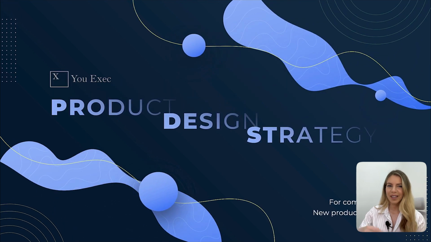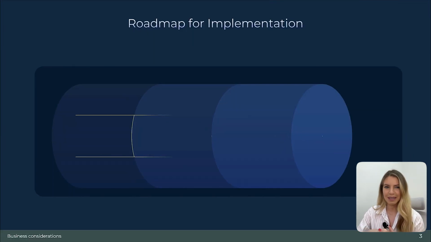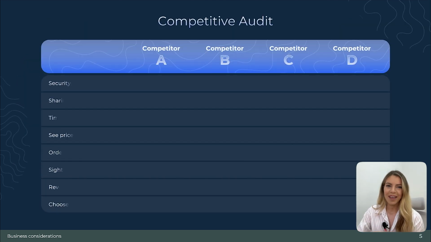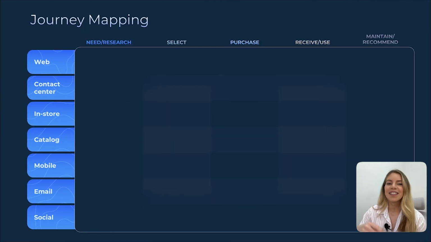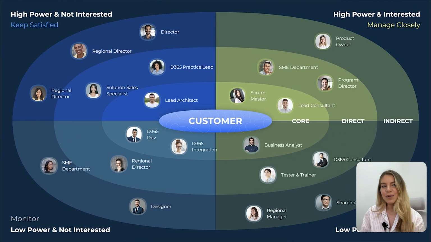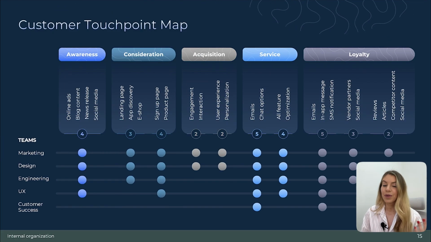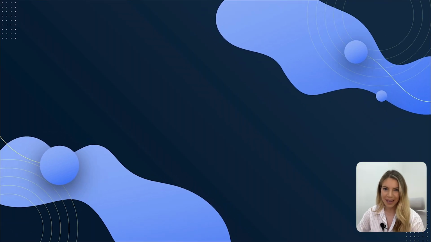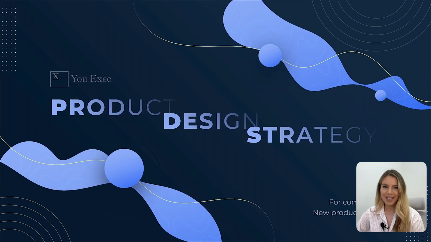Ever feel like your product development is all over the place and not really hitting your business goals? Well, you're not alone. That's why we at UXEC created this product design strategy framework. This handy framework helps you align your product development with your overall business strategy and keeps everyone on the same page. Let's jump in and see what it's all about.